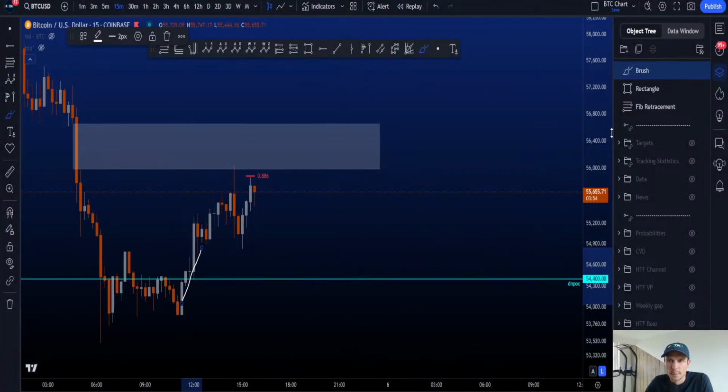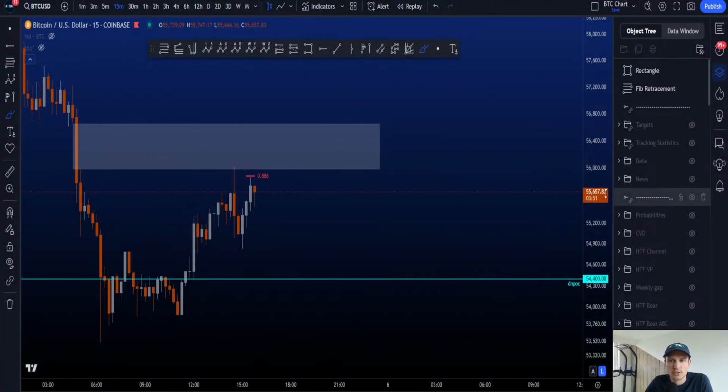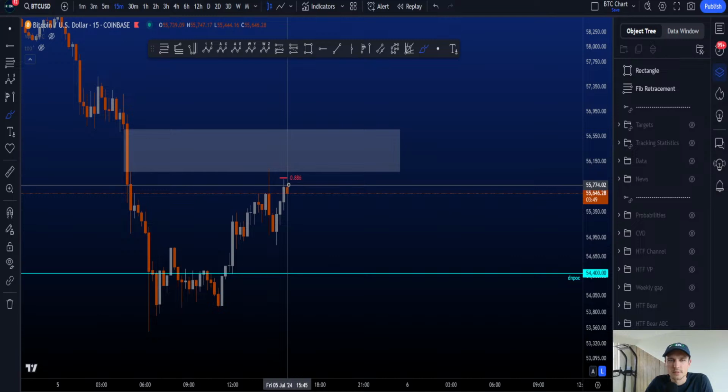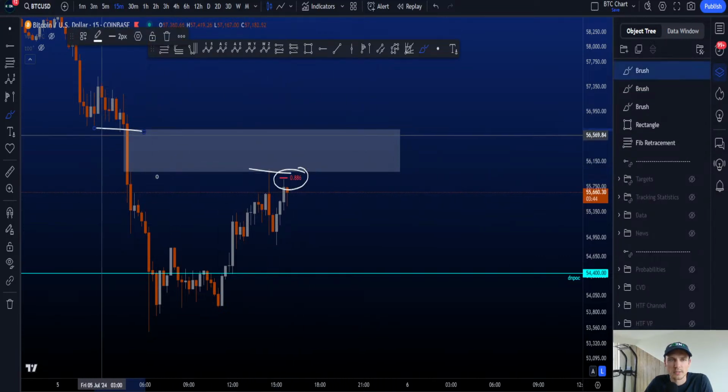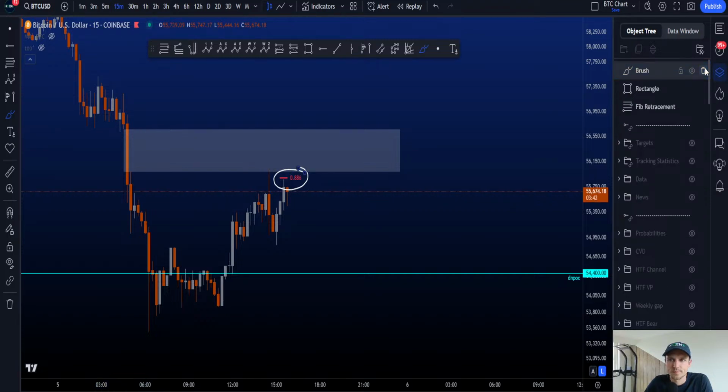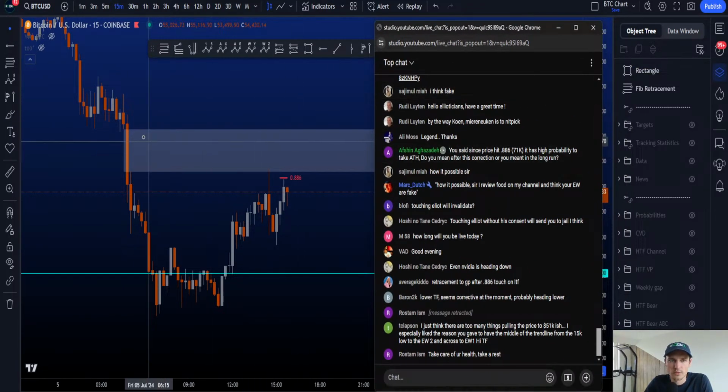But yeah, it's still such a young range. But if you can touch the 886 here, the probabilities increase to take the high, increasing probabilities to fill the gap. In other words, for price to move up. Pulling the price. Yeah, middle of the trend, like the middle of the channel.